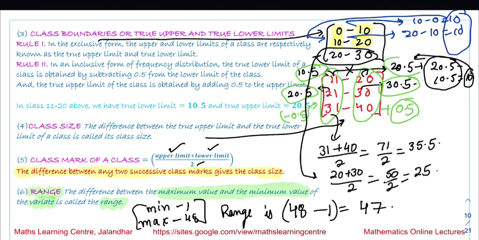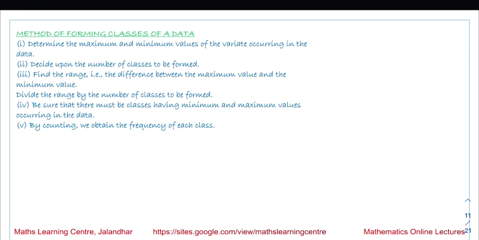Now the next thing we have is the method of forming the classes of data. The first step is to determine the maximum and the minimum value of the variate occurring in the data. Whatever values are given to us, we will see what the maximum value and the minimum value are.